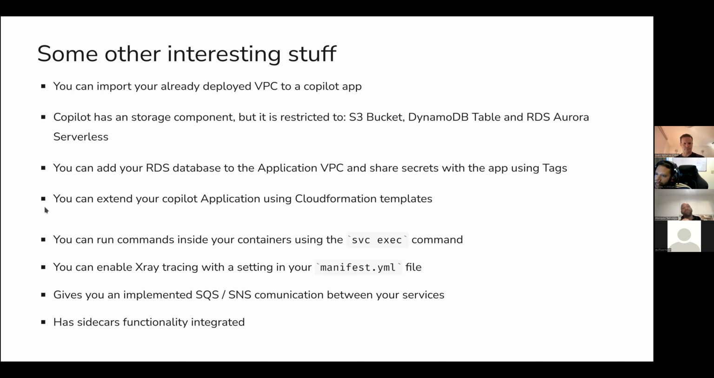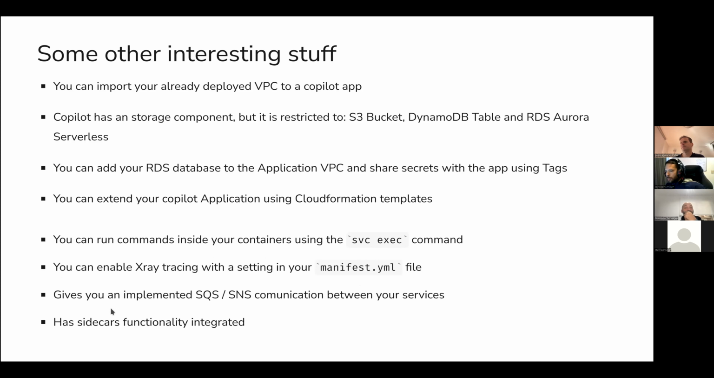You can extend your application using CloudFormation templates. So if you need extra resources that are not included in Copilot's definitions, you can add just CloudFormation templates, and those resources will be deployed in every environment you have. You can run commands inside your containers using the svc exec command. So you can even get into your containers and start running bash if you need to for some reason. You can enable X-Ray tracing with a setting in the manifest file for your service.